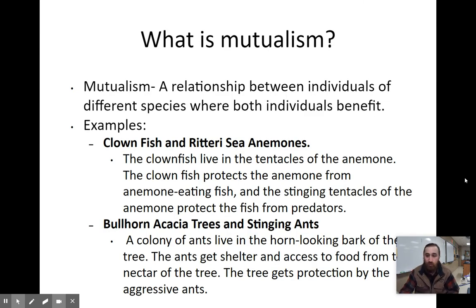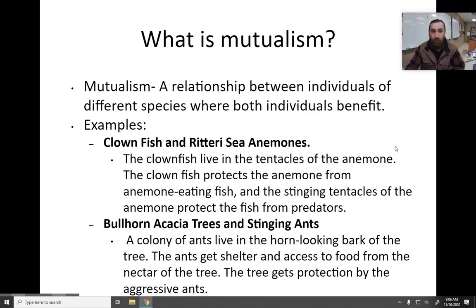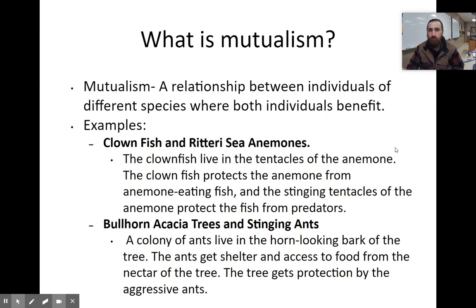So, first thing is mutualism. It says, what is mutualism? Mutualism is a relationship between individuals of different species where both individuals benefit. So, for example, things like clownfish and sea anemones. Now, clownfish live in the tentacles of the sea anemone.